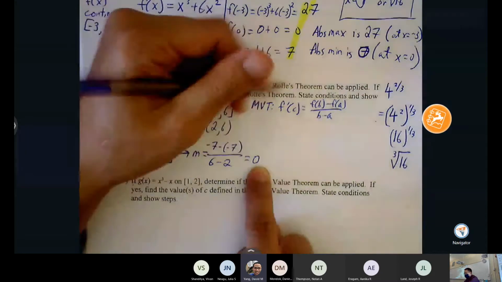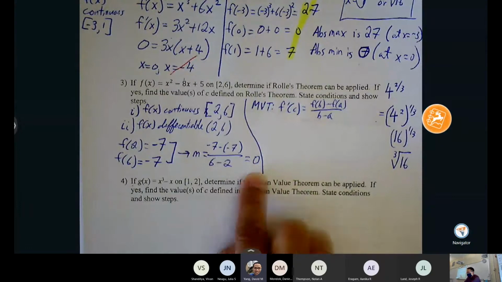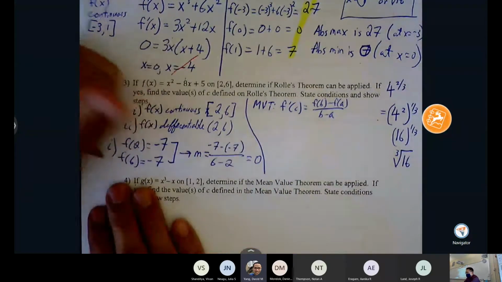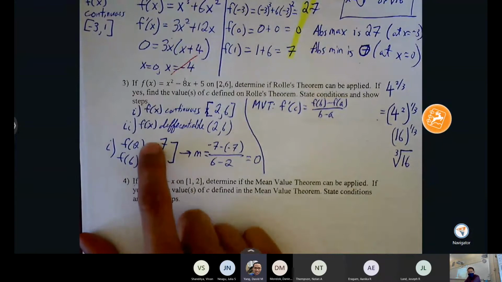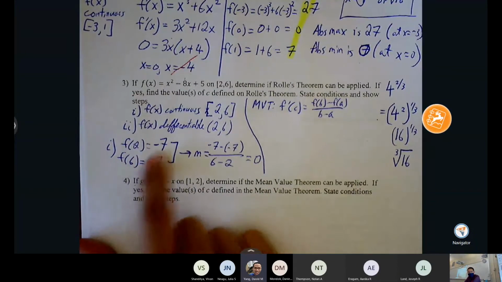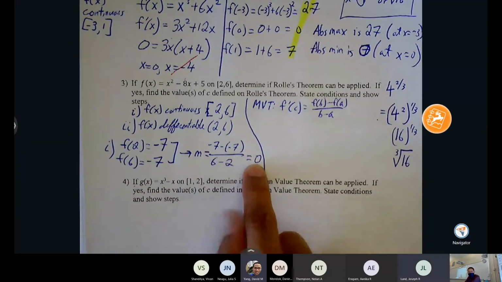Okay, any questions with the steps that we need for Rolle's theorem? So this is the third condition. The third condition is asking for us to compare f of 2 and f of 6. Are they equal? If they are, the slope between the endpoints will always give us 0.